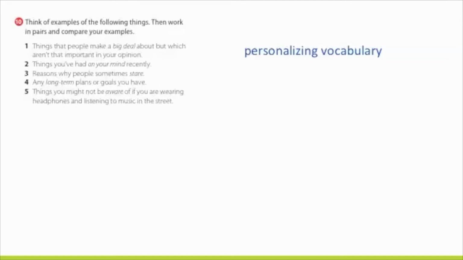So we've got some examples of things, and the students have to compare their examples. So things that people make a big deal about, but which aren't that important in your opinion. And then you have to think about things that illustrate those things that people make a big deal about, but which aren't that important, or things you've had on your mind recently, or reasons why people sometimes stare, or any long-term plans or goals you have.